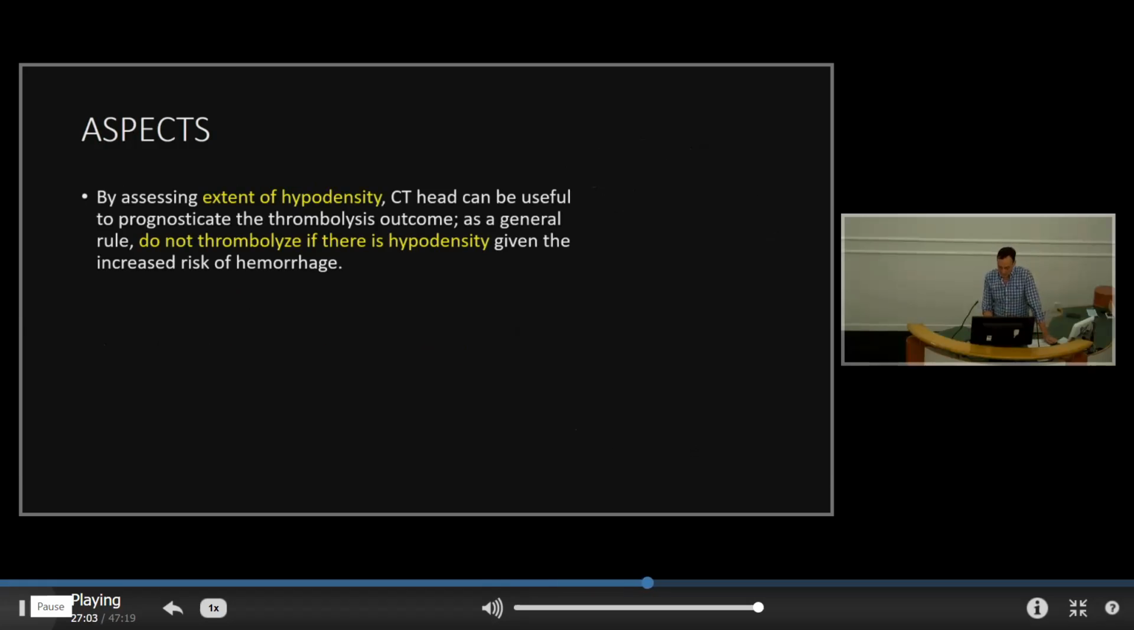The CT head can be useful. We don't routinely do this, but depends on who's on call. They might ask you about this aspect score. Aspects is a score that assesses the extent of the hypodensity, how much established infarction or impending infarction already exists in the brain. And so that's important because we don't want to thrombolize in general hypodensity if it's subacute, because that means that, fresh strokes bleed like crazy. So you don't want to thrombolize that.